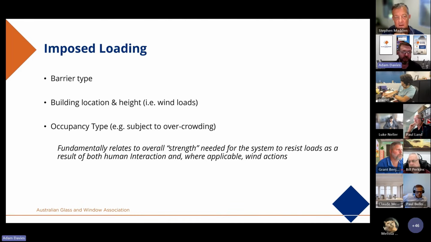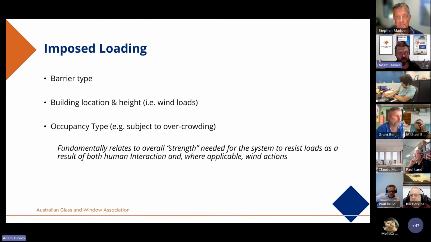It's primarily about imposed loading, and that can be specific to the barrier type, to the building location and height, so wind loads, and also the occupancy type. So where is it? Is it subject to overcrowding and some other factors? But it fundamentally relates to the overall strength that the system needs to resist as a result of both human interaction and where applicable wind loads.